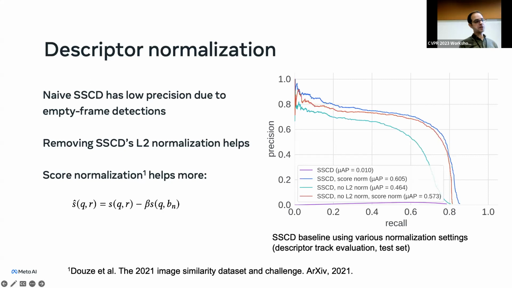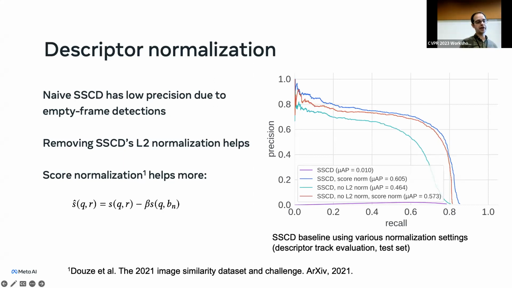But we also experiment with score normalization. This is a technique we used in the image similarity challenge. The idea behind score normalization is we want to downweight the similarity for query vectors that just match a lot of things, where the match to the reference is not very specific. And perhaps it matches vectors in a background data set just as well, and so it's more likely to be spurious.